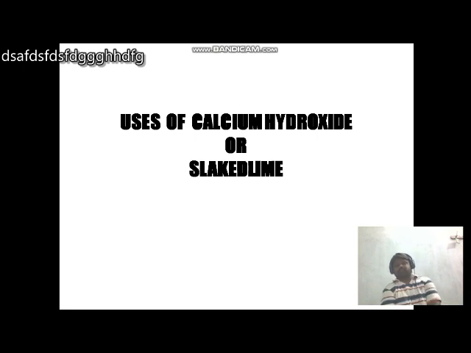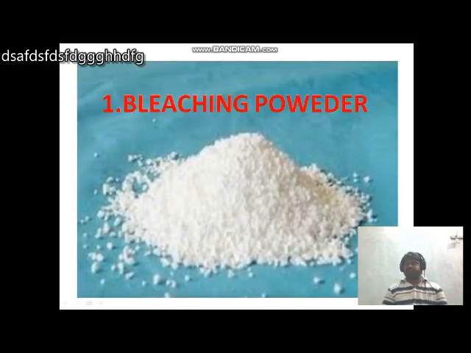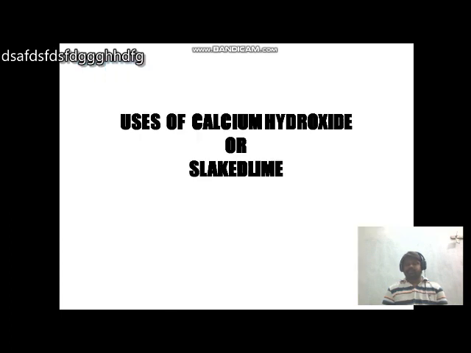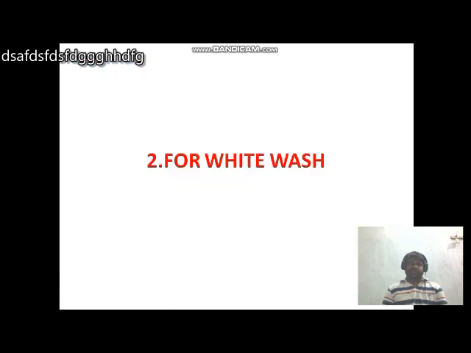Next, another base is calcium hydroxide, slaked lime. Calcium hydroxide is the chemical name and slaked lime is the common name. And how is it useful to us? Let's check. First, bleaching powder. This bleaching powder always stops the bad smell. This bleaching powder is prepared by using calcium hydroxide.